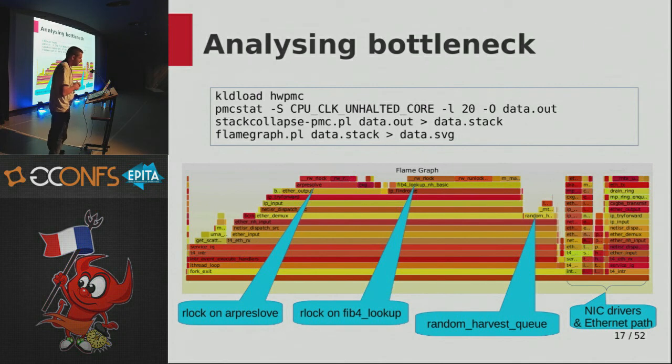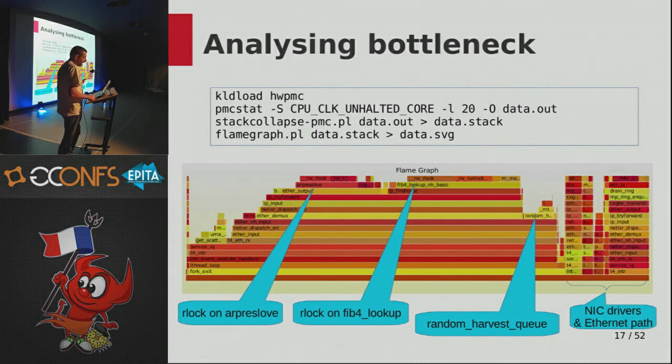The first is, there is lock contention in the first function, which is called arpresolve. This function is used just for adding the destination MAC address to my packet once it is forwarded. The second one is the routing table. I've got only 2 static routes on my bench. I tried to do some stuff using 8 routes, but no change. But for these first 2, as an end user, I can do nothing about it. The third one is called the random harvest queue. I will dig into it later. And the last one is all the parts belonging to the Ethernet path, the kernel Ethernet path and the NIC driver.